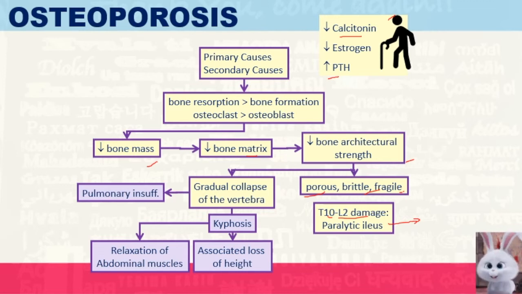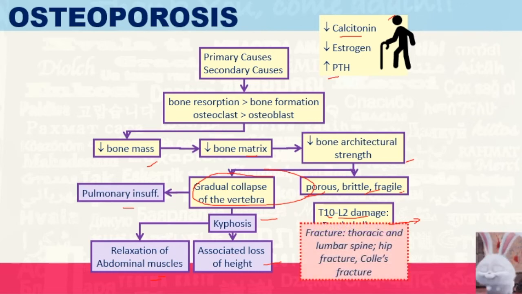Other than that, in chronic osteoporosis, if there is already gradual collapse of the vertebra, that would lead to kyphosis. So you have the classic appearance, dowager's hump, the loss of height, typically 2 inches in the last 20 years. And then relaxation of your abdominal muscles. You might think that there's a baby bump there, but the abdominal muscles are relaxed because of the decrease in the forward curvature of your spine. Then, another risk of the gradual collapse of vertebra is pulmonary insufficiency. That's why it needs to be addressed.